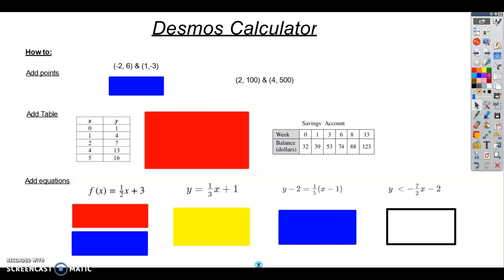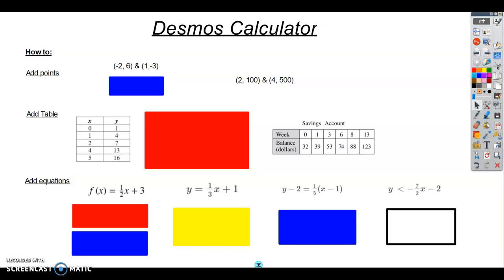Hey guys, in today's video we're going to be using the Desmos calculator. I'm going to show you some tricks that you can do on the calculator whenever you have practice problems or assessments, and how you can use those. How can you use Desmos to better help you, right?